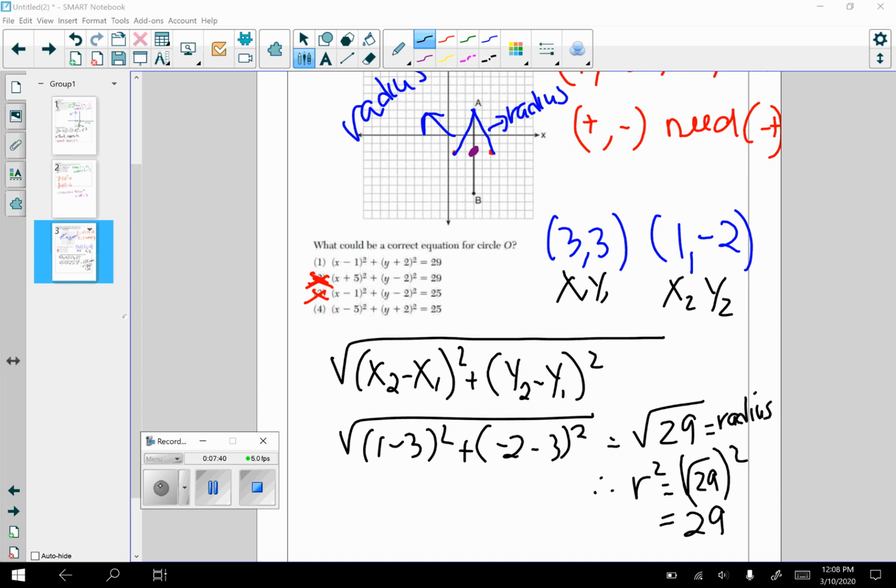When you plug in the numbers, you get the radius to be the square root of 29, but remember that in the equation of a circle, it's equal to the radius squared. So when we square the square root of 29, we get 29, making our answer choice 1. Don't forget the easy trick here that the square and the square root cancel each other out. You don't really need to use your calculator for that.